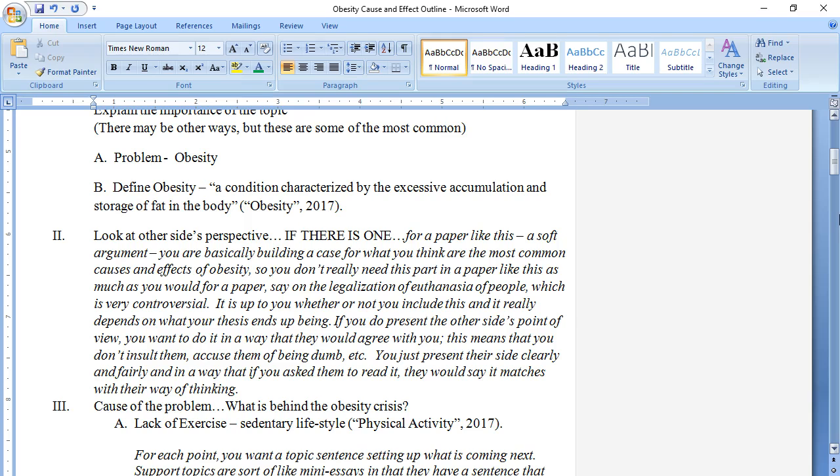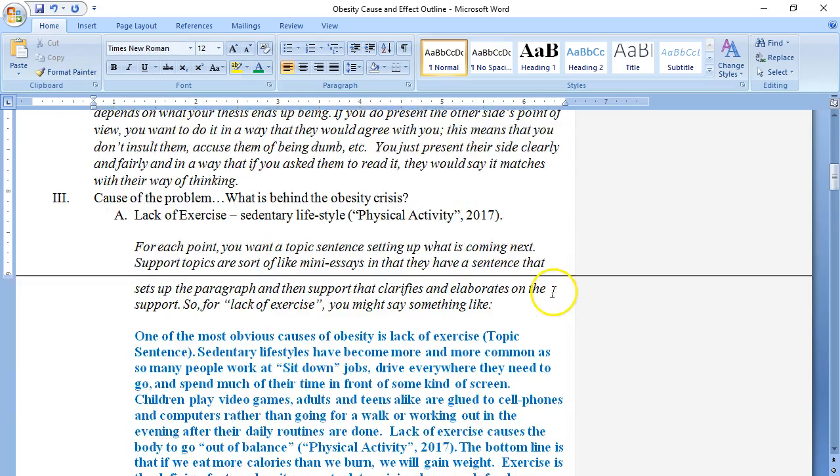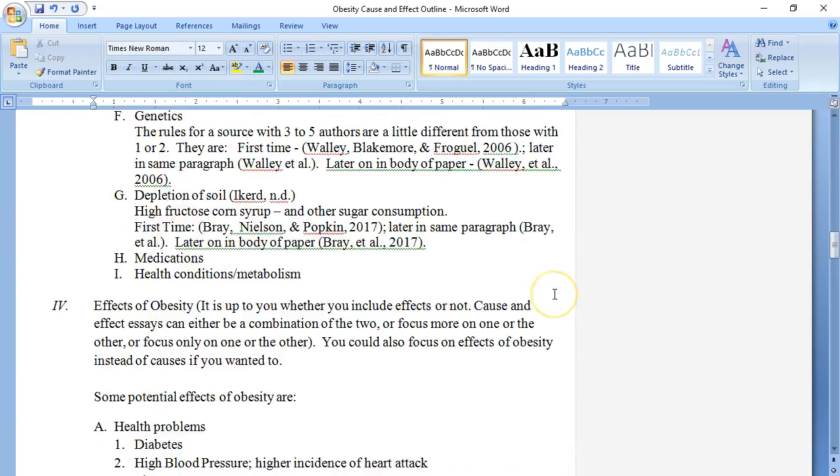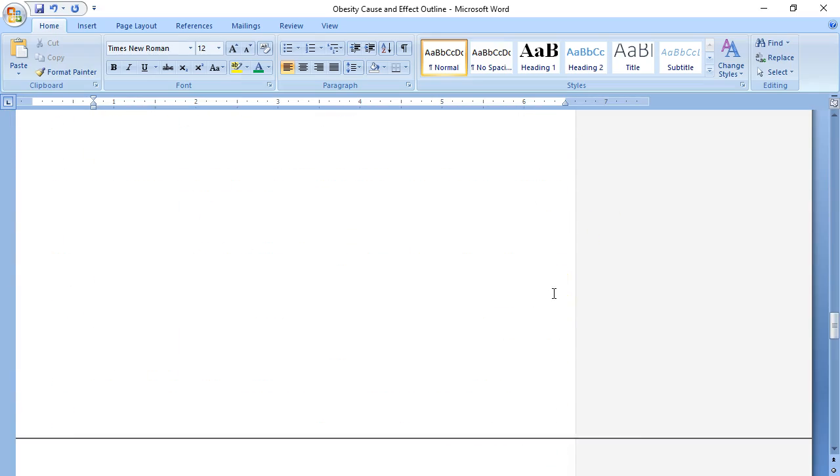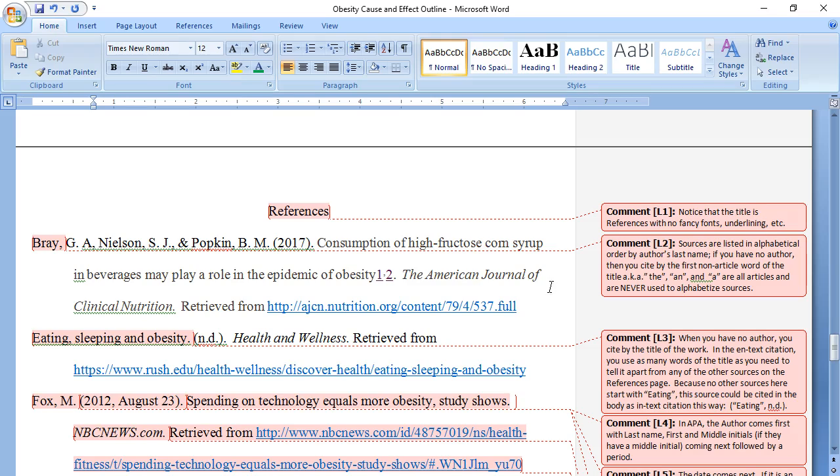I didn't bring any information about body mass index. You're welcome to do that if it lends itself to the overall purpose of your essay. I chose to just go with a broader definition of obesity. And I want to show you, I'm just going to roll down to the sample references page that I've created with the sources that I've included in here.